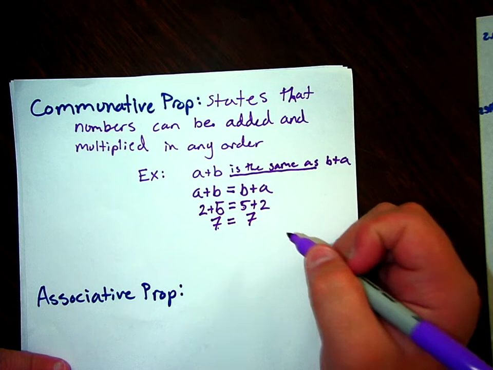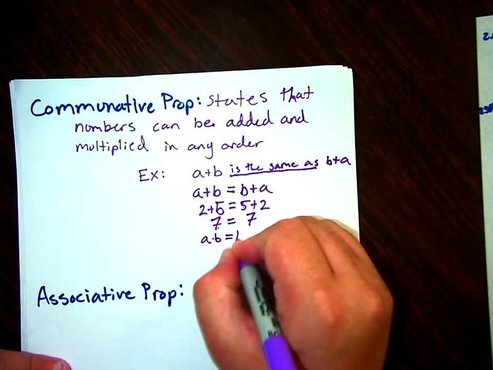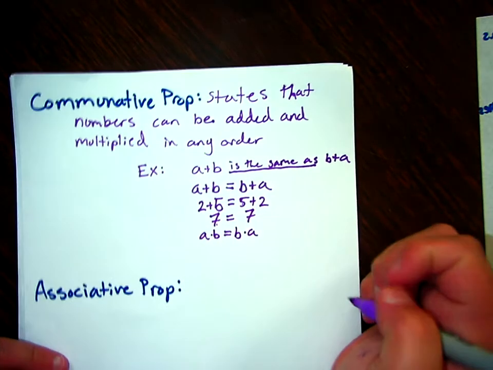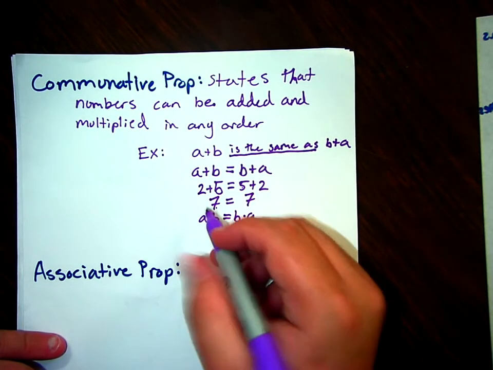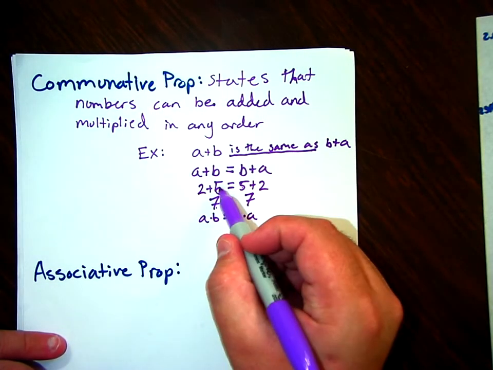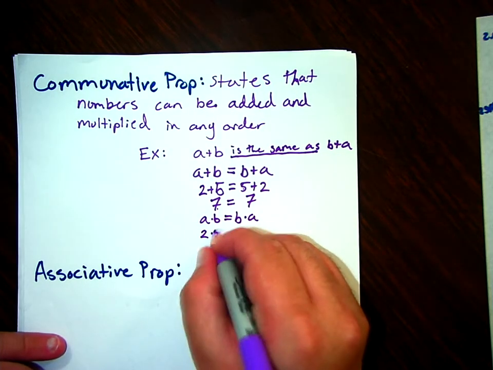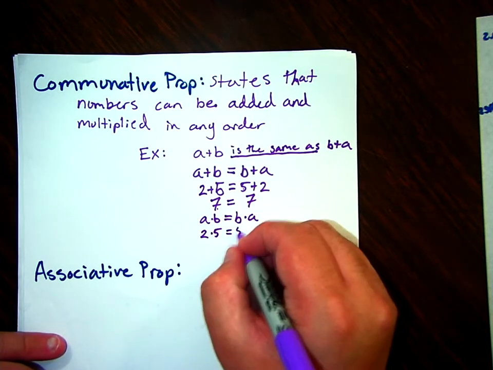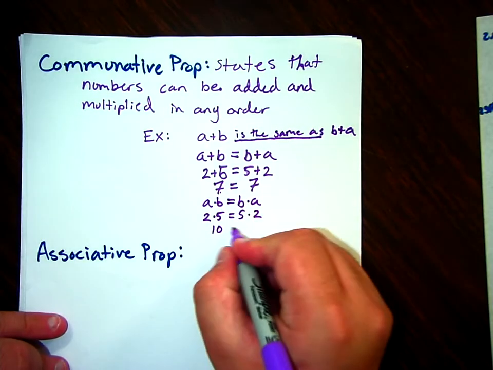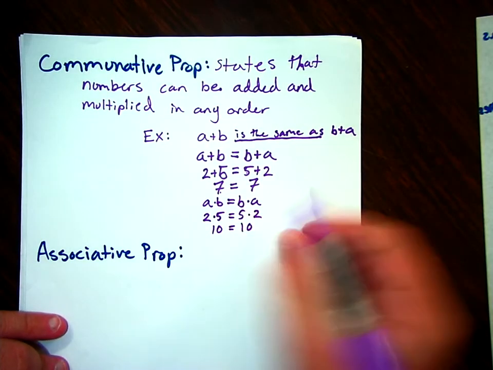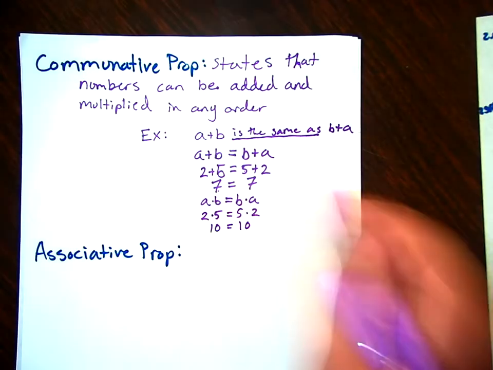Now let's try multiplication. A times B should be equal to B times A. And we can use the same number representations to actually test this out. So let's apply the numbers. Remember, 2 is A and 5 is B. So we're going to do 2 times 5 should be the same as 5 times 2. Okay, we know 2 times 5 is 10. And 5 times 2 is 10. So the commutative property does also hold for multiplication. And there's an example of that property.